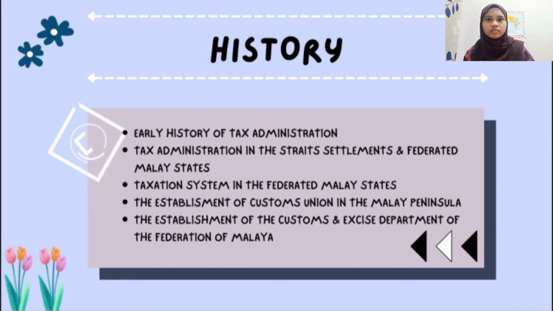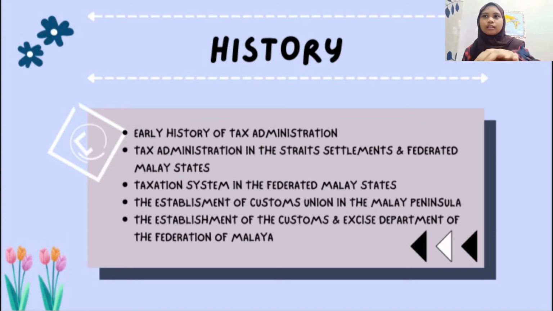The tax administration system existed before the Western colonialists, which is during the Malacca Sultanate and Johor Riau Sultanate. During this time, the regulation relating to the tax structure involved the foreigner and the local person. And the person in charge of the taxes was the chief of the exchequer.